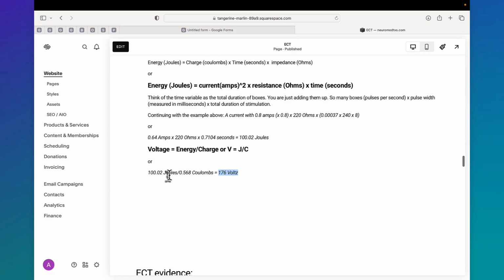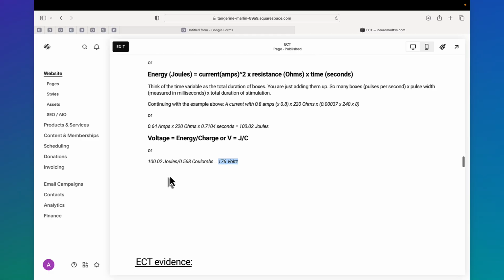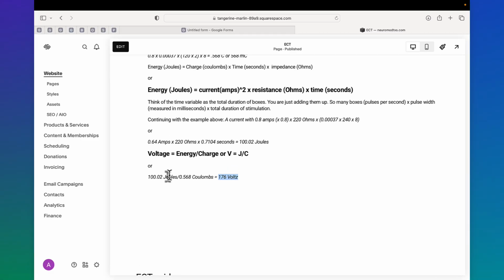Taking it one step further, a long time ago a medical student asked me about voltage. And I thought that was kind of a silly question because it's not really relevant. It never came up in any of my training. But still, to help you understand the physics of what's happening, it was kind of fun. And so a couple years later, now I can give people an answer. Voltage, just using this formula, is simply energy divided by the charge. So 100.02 joules divided by 0.568 coulombs is going to be approximately 176 volts.